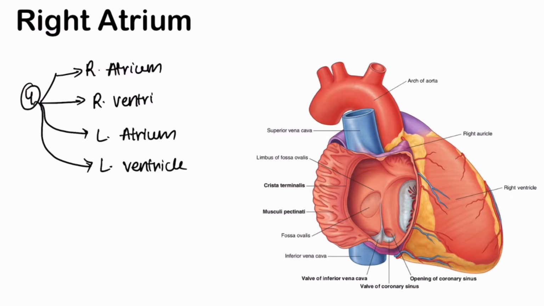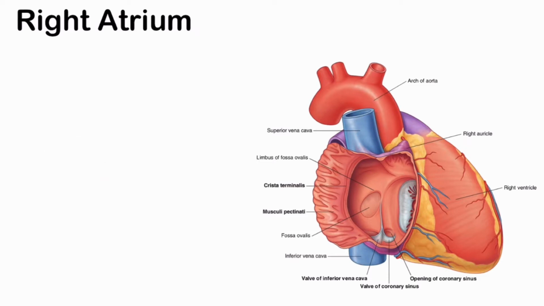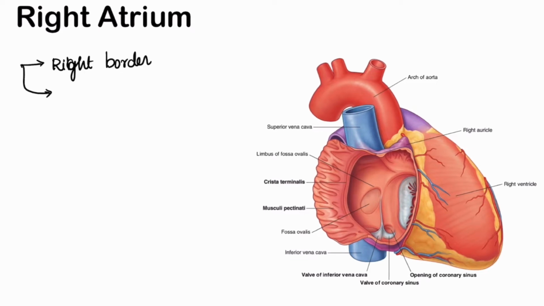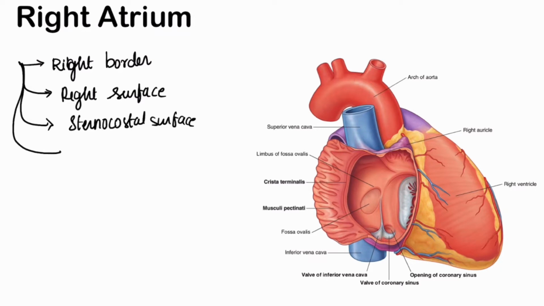First, let us look at the right atrium in detail. Right atrium contributes to the right border of the heart and the right surface, and it also contributes to the sternocostal surface of the heart and also one-third of the posterior surface, or it is also known as the base. These are the contributions of the right atrium.